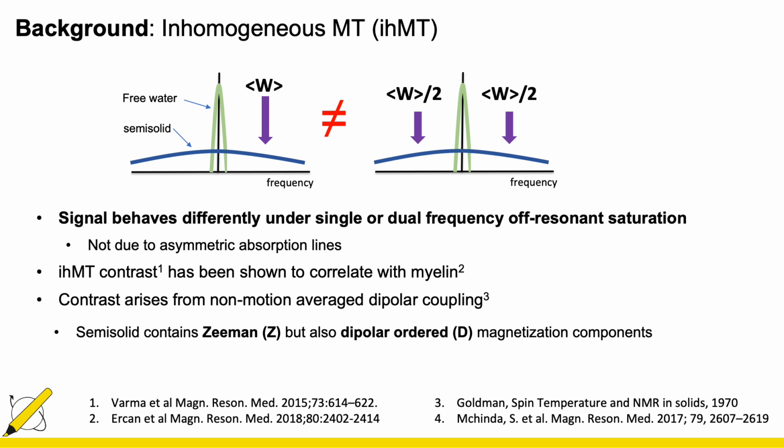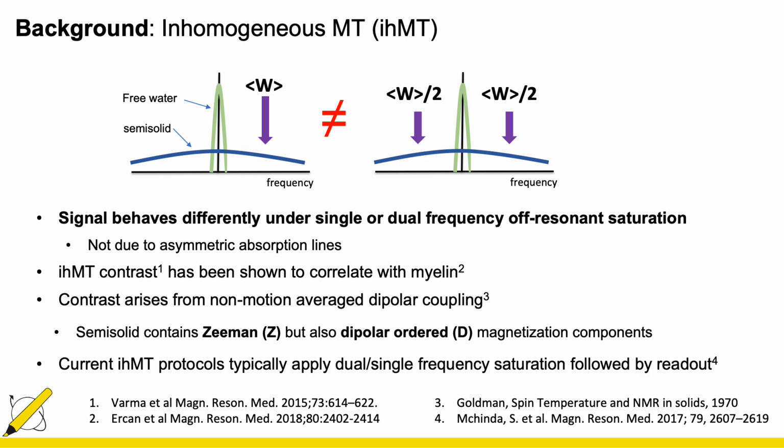So the idea now is that the semi-solid contains not only the Zeeman magnetization, which is what we usually measure in MRI, but also some dipolar ordered magnetization due to longer lasting dipolar interactions between neighboring molecules. And you can cause a transfer of magnetization between these two compartments using off-resonant RF pulses, which I'll describe in a minute.